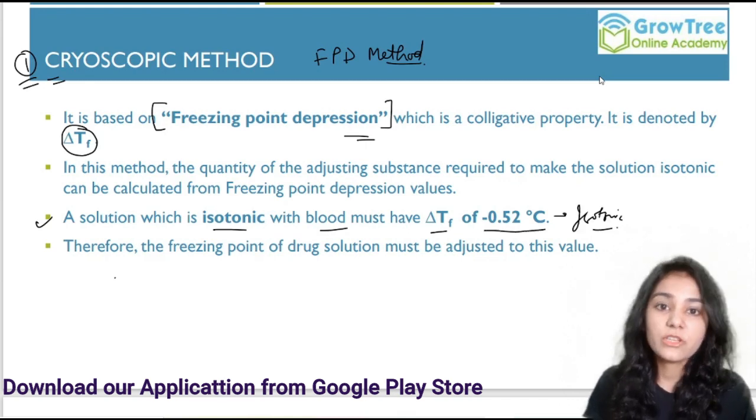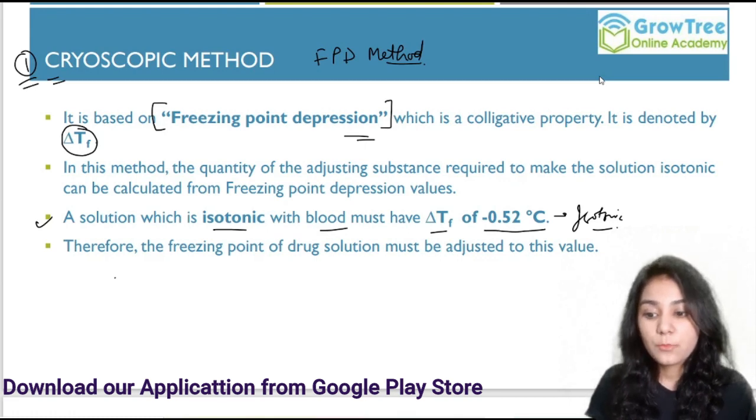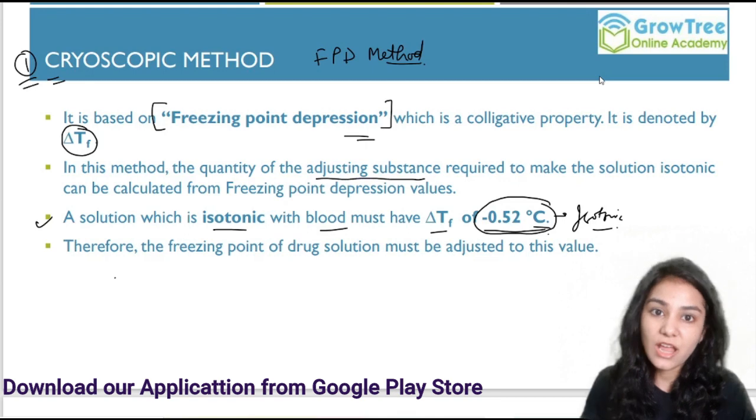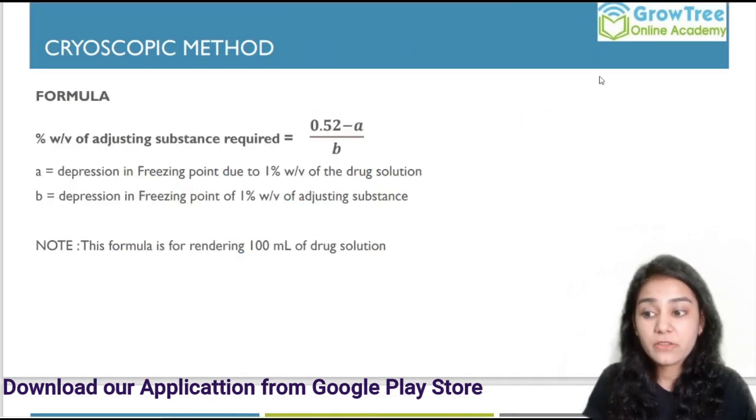So for a solution which is to be instilled or injected parenterally or ophthalmically, the freezing point of that drug solution must be adjusted to this value, which is minus 0.52 degrees centigrade. Under the cryoscopic method, we can calculate the amount of the adjusting substance which is actually needed to make the required drug solution isotonic. And we have a very simple formula: percentage weight by volume of adjusting substance required is equal to 0.52 minus A upon B.